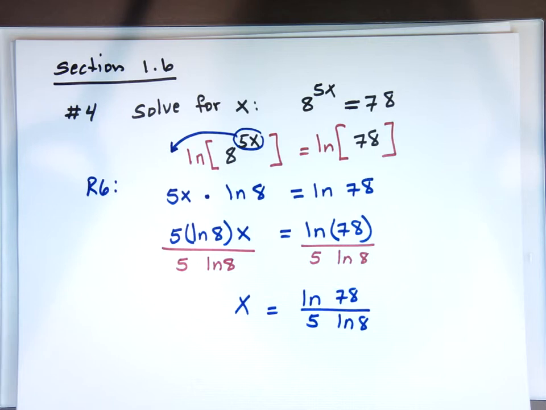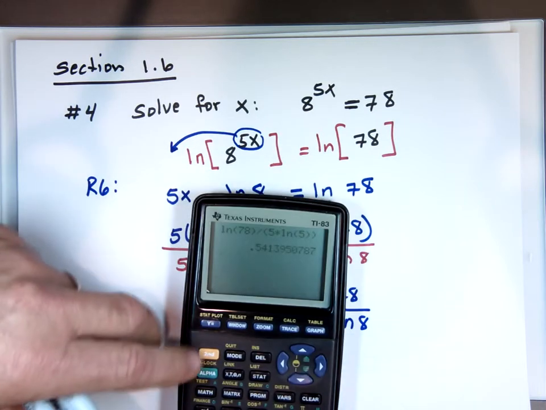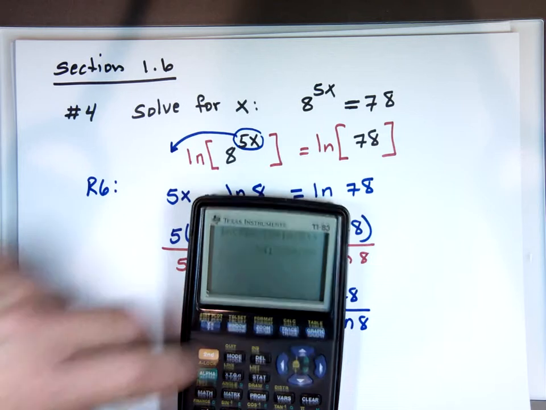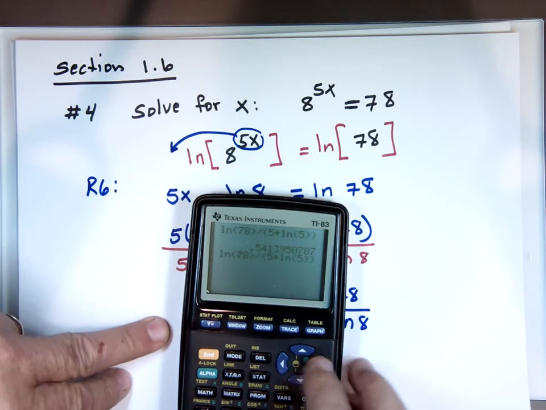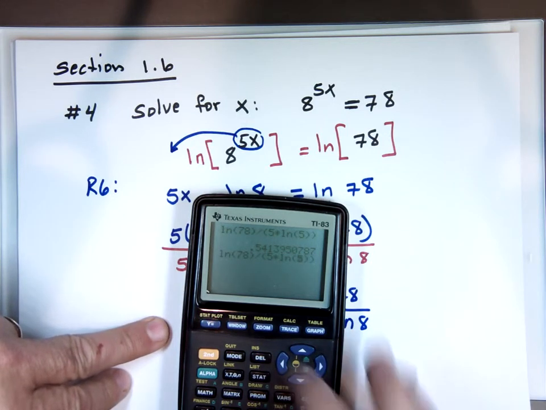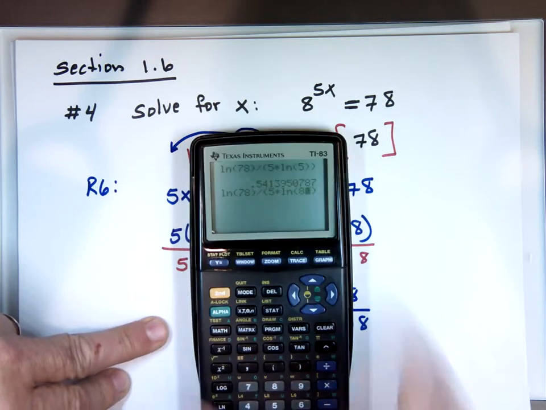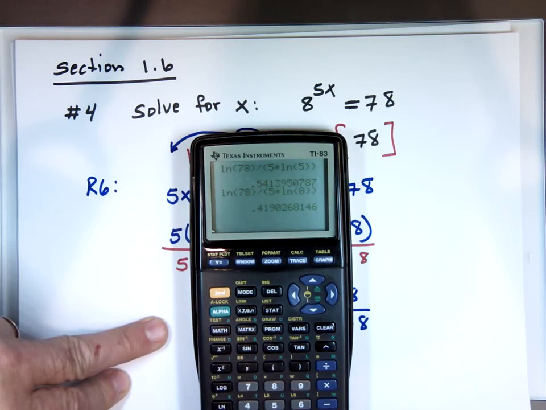Oh, what is it? It's the natural log of 5 ln of 8, not 5 ln of 5. Oh yeah. Thank you. So let's go back to the entry here. And that was here, should have been 8. Good eyes. Enter. 0.419.